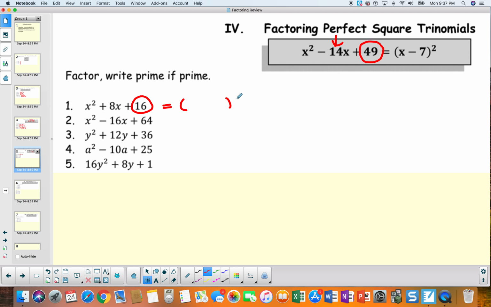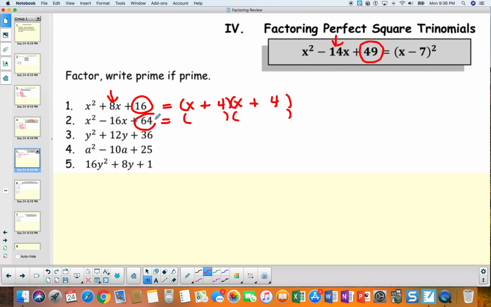So what we're going to do is split up the x, and since the square root of this is 4, we're going to split it up to 4 times 4, and I want you to notice that this is the sum of 4 plus 4. So this is going to be plus and plus. And when we FOIL, the outer and the inner will add up to 8x.